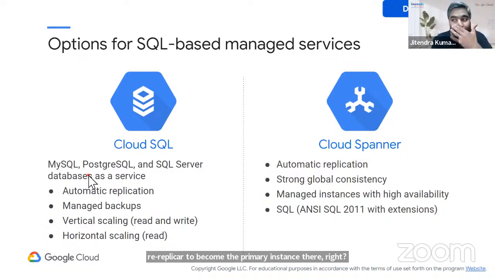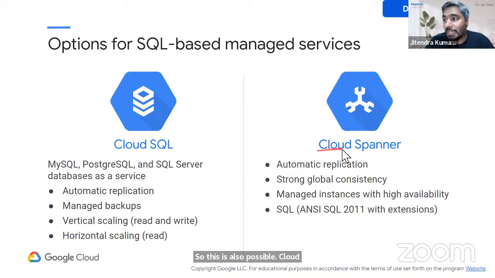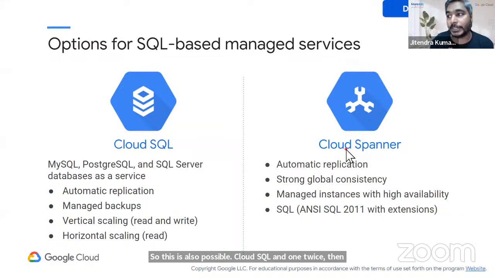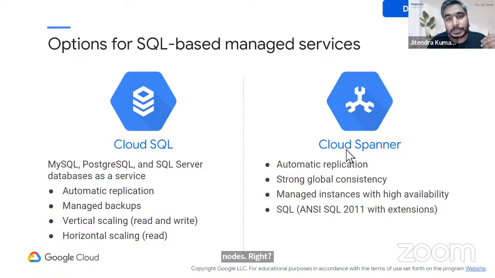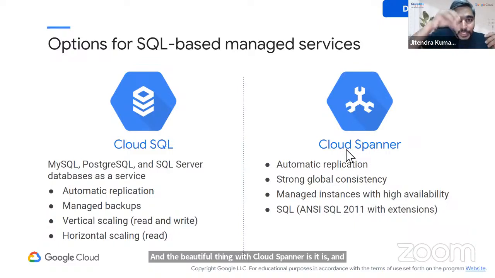Cloud SQL is one choice. Then Cloud Spanner is another choice here. Cloud Spanner is Google proprietary database. What it gives you is an architecture where you create multiple nodes. And the beautiful thing with Cloud Spanner is it is a horizontally distributed database. What it means is you can create multiple nodes even in multiple continents.